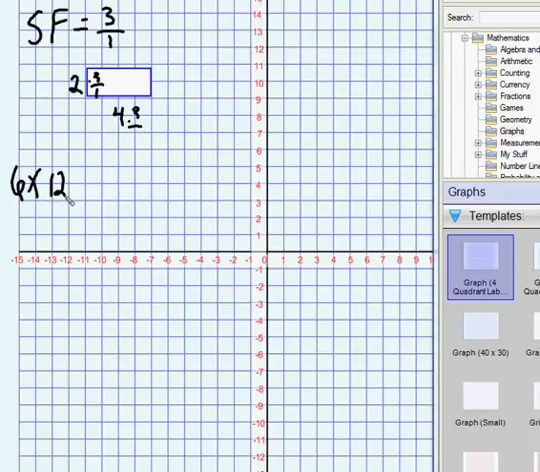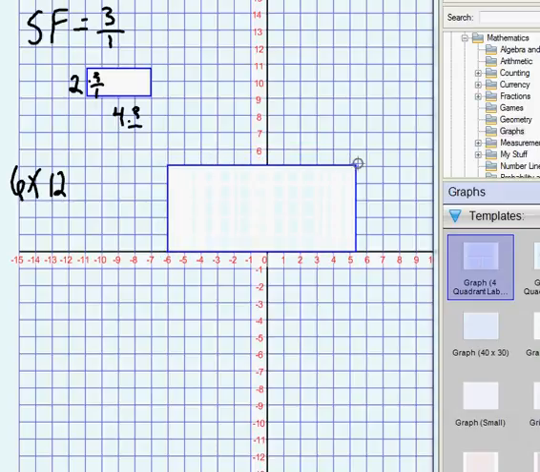I just got to create that rectangle. So I want to actually travel a distance of 6, and I want to go over 12. So I want to go up 6, and I want to go over 12, and there I have my new dimensions, a 6 by 12 new dilated figure.